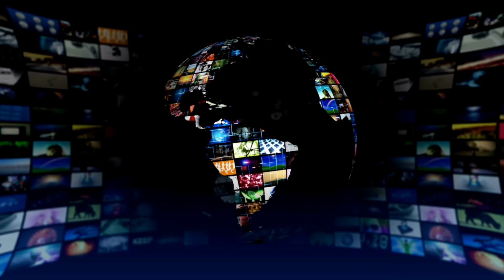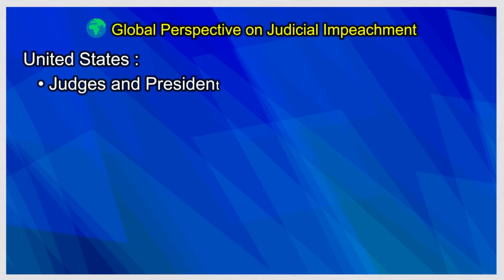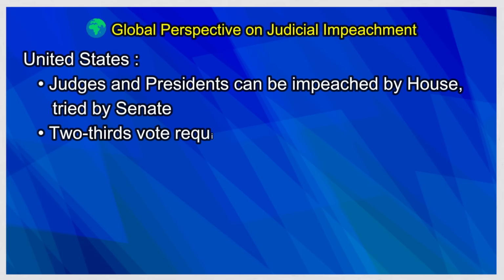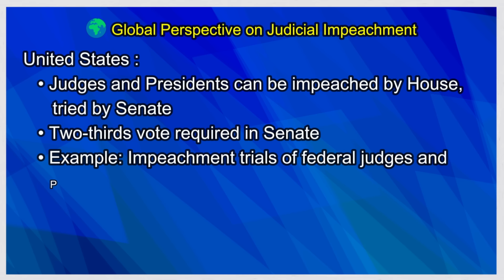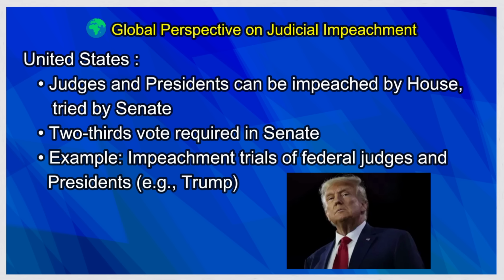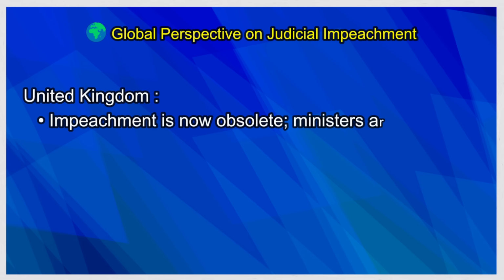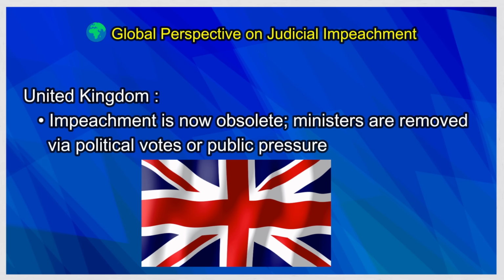Now let us examine some global perspective on judicial impeachment. The United States: judges and presidents can be impeached by the House and tried by the Senate. Two-thirds votes required in the Senate. Example, impeachment trials of federal judges and the president, that is Donald Trump, in his last term. United Kingdom: impeachment is now obsolete and ministers are removed via political votes or public pressure.